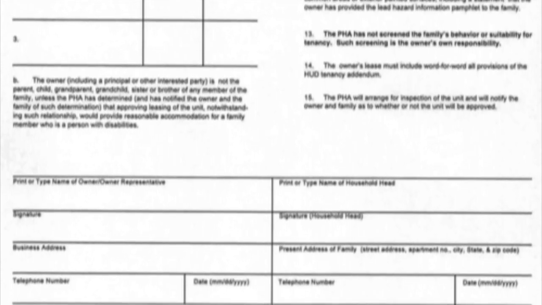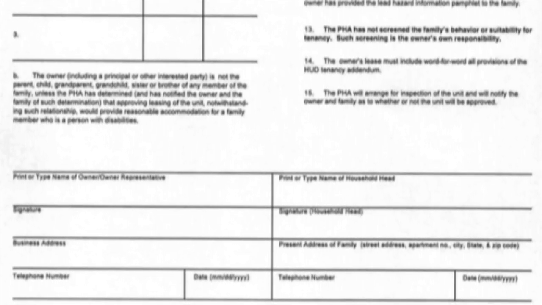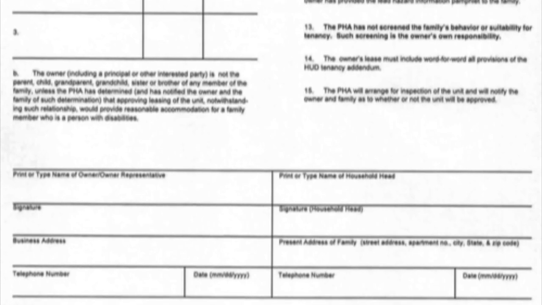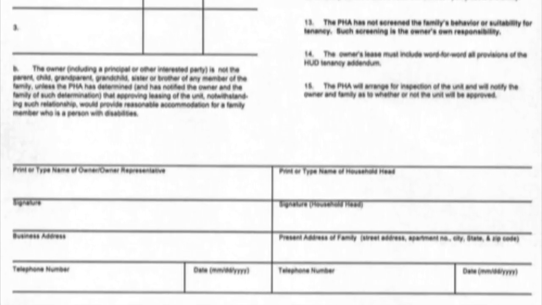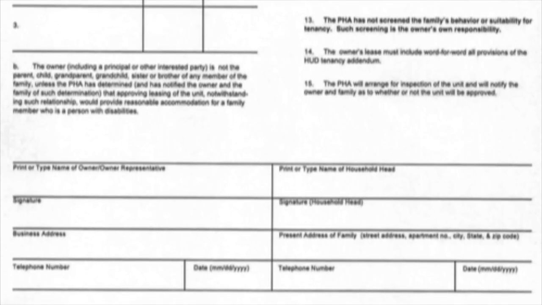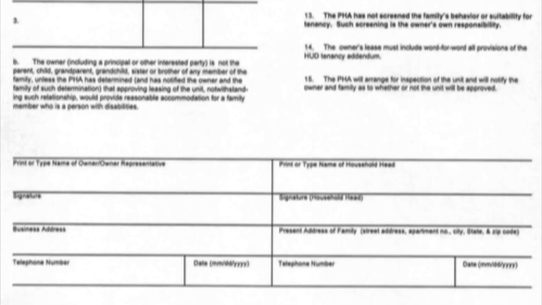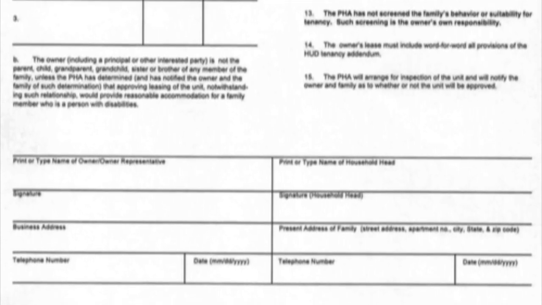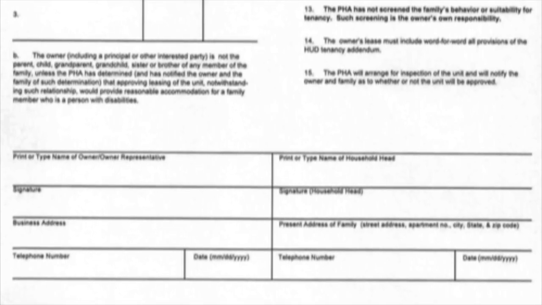So we're at the end. We need to print or type the name of owner or owner representative, and that includes each owner. Here you may sign and print this electronically. So if your agent is working with you and is doing everything electronically, this form is acceptable with an electronic signature.